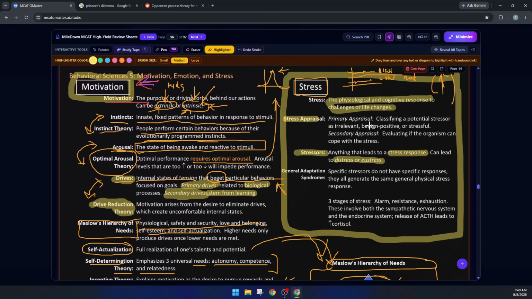Okay, stress appraisal. So you can have primary appraisal or secondary appraisal. Primary appraisal is when classifying a potential stressor as irrelevant, benign, positive, or stressful. Secondary appraisal is evaluating if the organism can cope with the stress. So this is a theory, by the way. Stress appraisal is just a theory. I don't know if it's by Lazarus. I'm going to search it up right now.